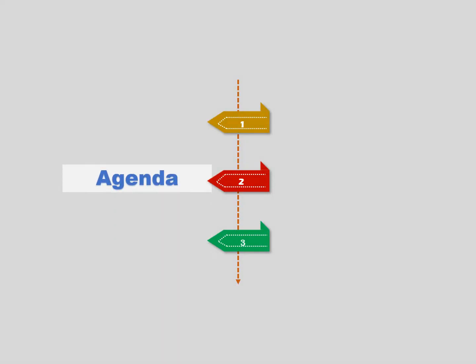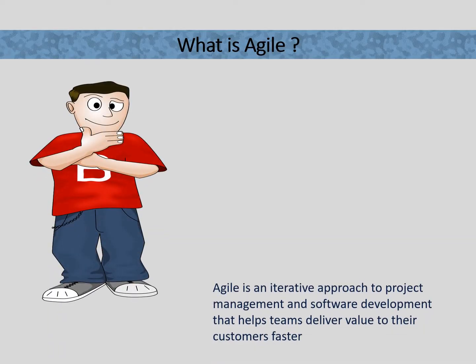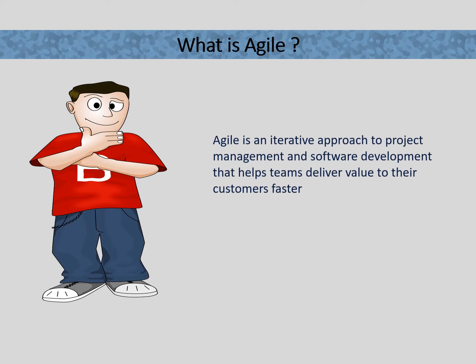In today's video we will see what is Agile, what is Scrum Framework and different Scrum Roles. So let's see what is Agile. Agile is an iterative approach to project management and software development that helps teams deliver value to their customers faster. Instead of betting everything on a big launch, an agile team delivers work in small but consumable increments.